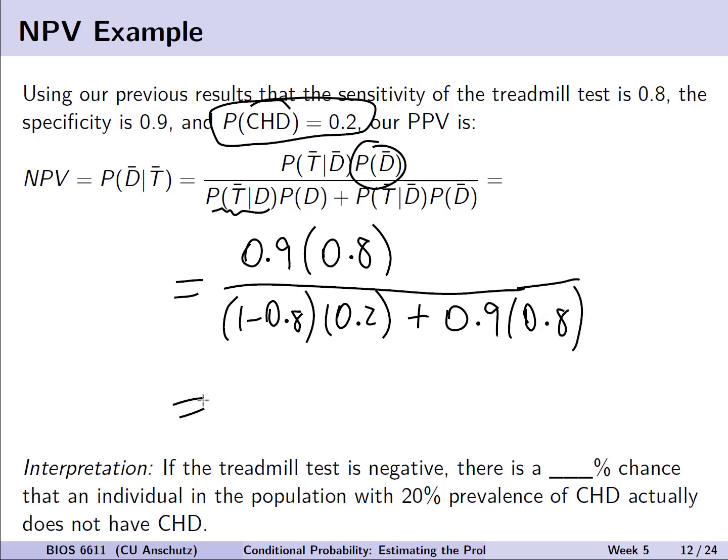Again, if we take these values and plug them into R or our calculator, and we churn it out, we should get an estimate of the negative predictive value of 0.947. Or in other words, interpreting it in our context, if the treadmill test is negative, there is approximately a 95% chance that an individual in the population with 20% prevalence of CHD actually does not have the condition, coronary heart disease. In other words, because the prevalence is 20% of having the disease, corresponding to 80% of people not having the disease, having a negative finding further reinforces our belief that you probably don't have coronary heart disease.